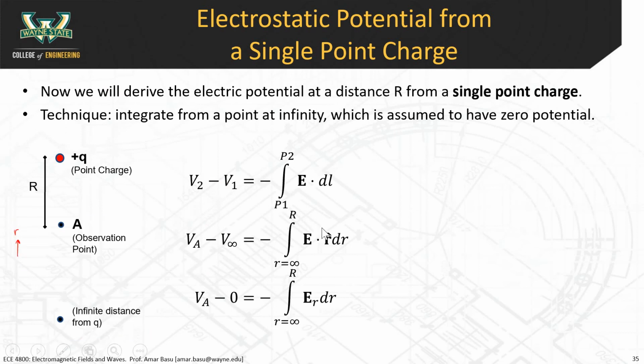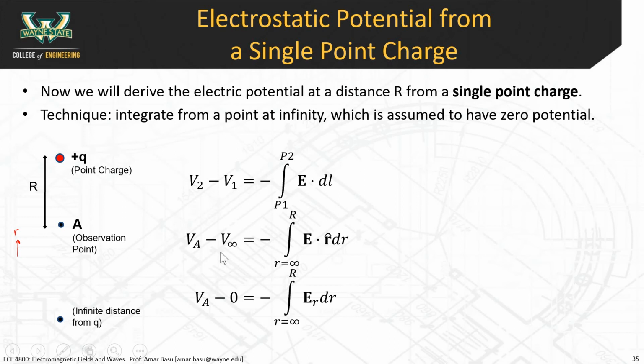So we're going to go from r equals negative infinity to r equals R, the distance away from the origin. And the dl, because we're in this coordinate system, is going to be equal to dr. Our coordinate system is basically just this one axis. So r hat dr is the dl vector along that axis. V_A minus V infinity is equal to this thing that you see here.